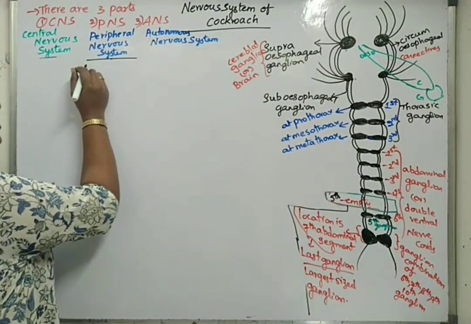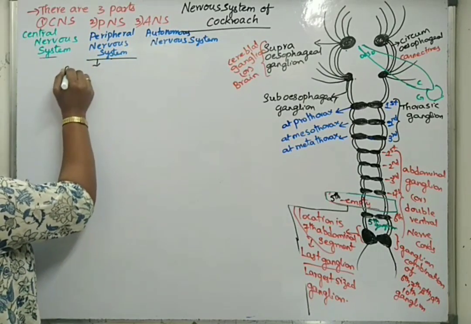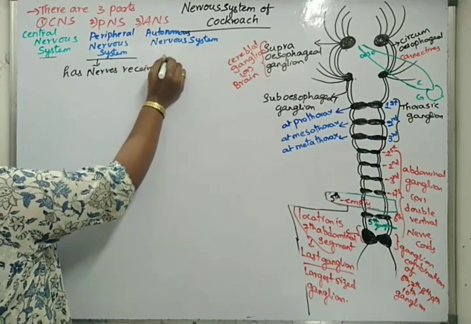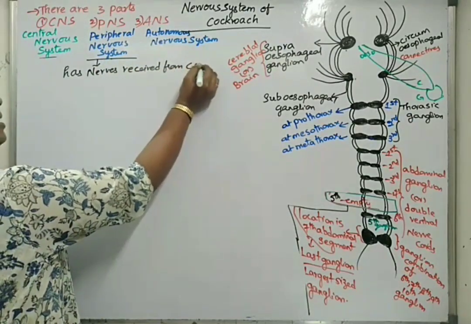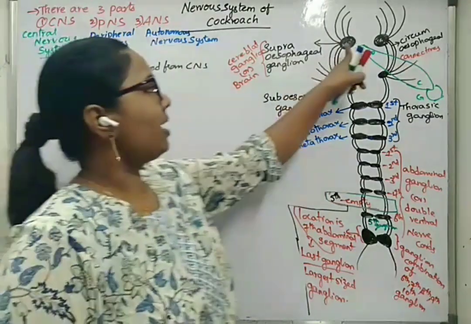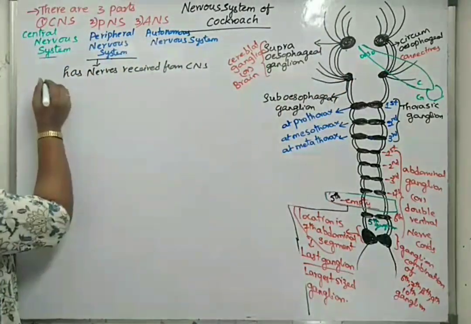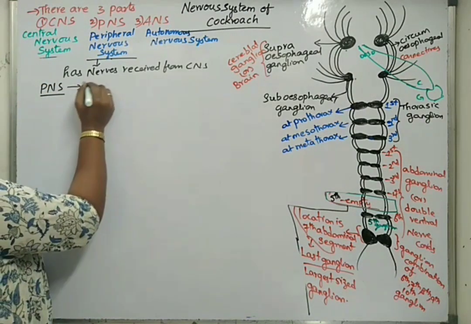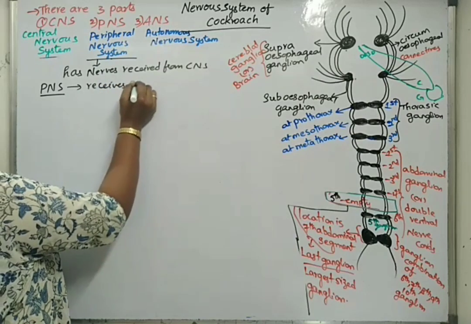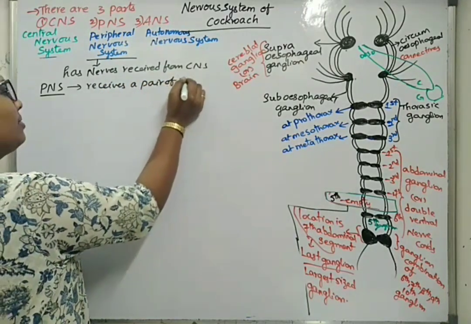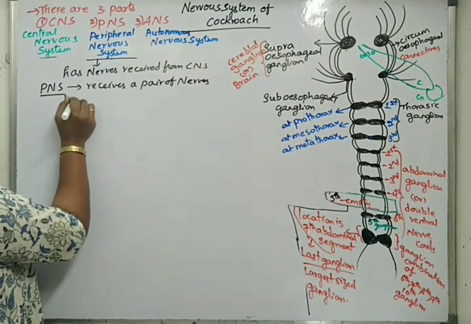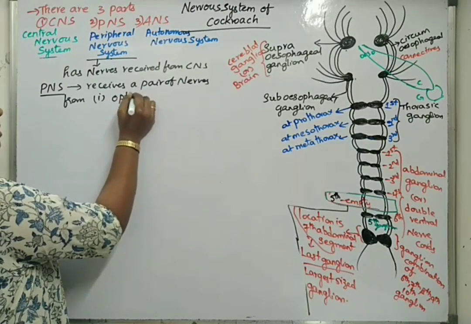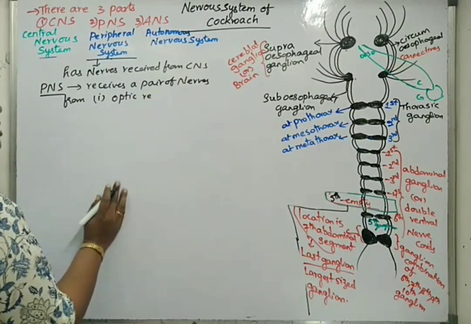Next, coming to the peripheral nervous system. The peripheral nervous system has nerves received from the CNS, means they arise from the central nervous system. So the peripheral nervous system I am writing as PNS. This one receives a pair of nerves from different parts of the head. We will write a few. First one is optic, from the optic region. Those are called optic nerves.